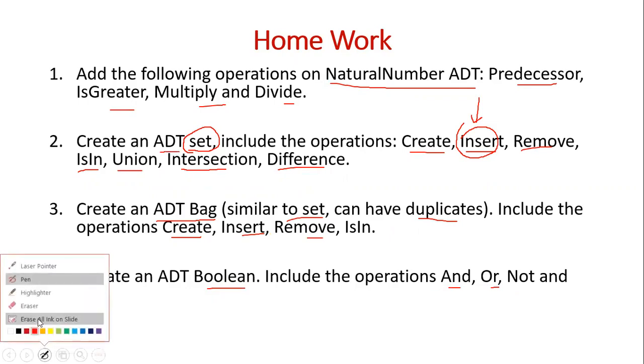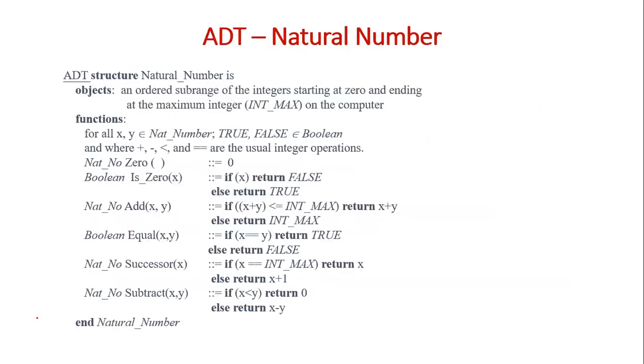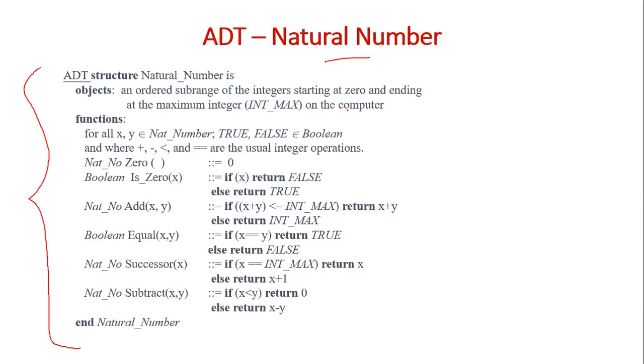So I want you to try this by specifying the abstract data type. Whatever you write should be of this nature, like how we defined here. We have discussed an example abstract data type for natural number. Similarly, you should give the specification of the abstract data type for set, bag, and boolean. So first you have to give the description, the function description, what it will do, and then the various functions. Fine.